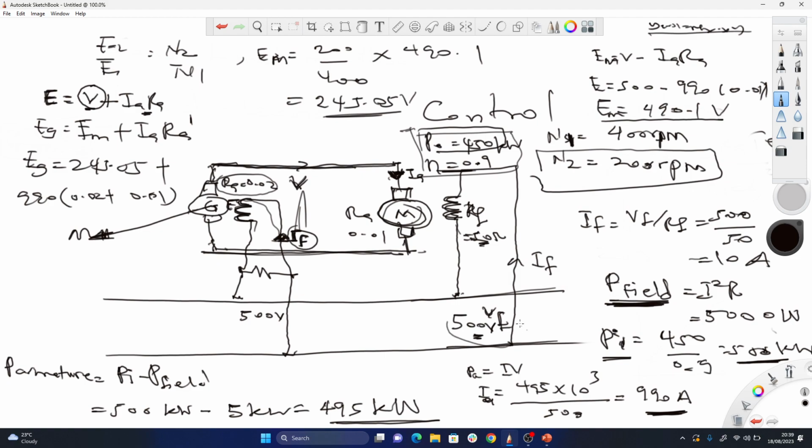We had a VH here, so we found the current going through the field. Once I had that current, I could find the power dissipated in the field. Now I want the power in the armature. So let me find the total power and subtract the field power to give me the armature power.